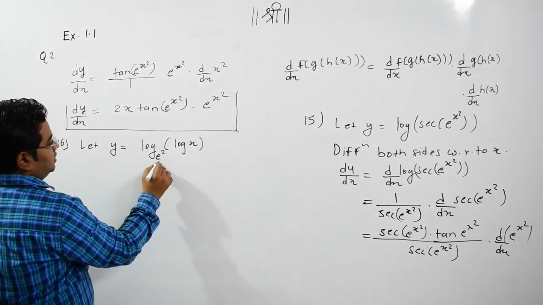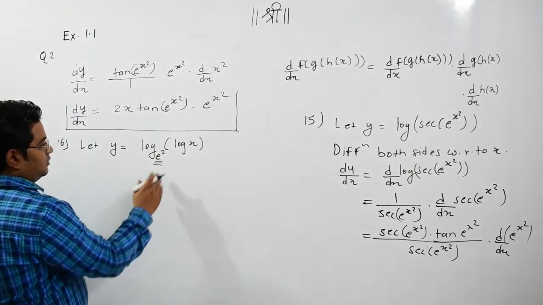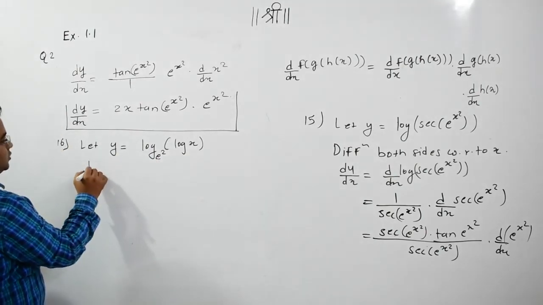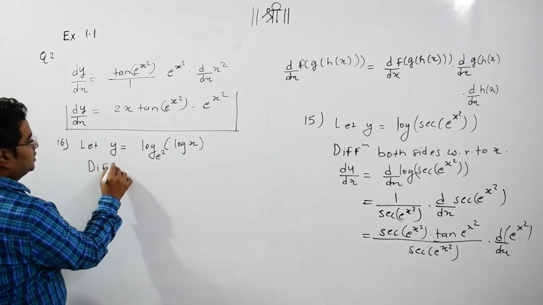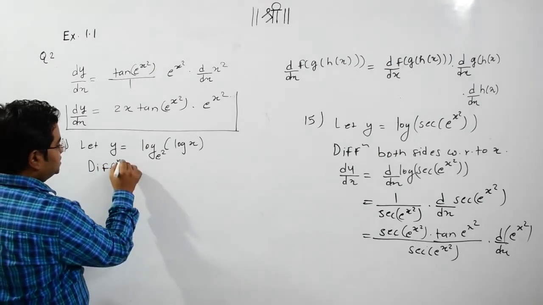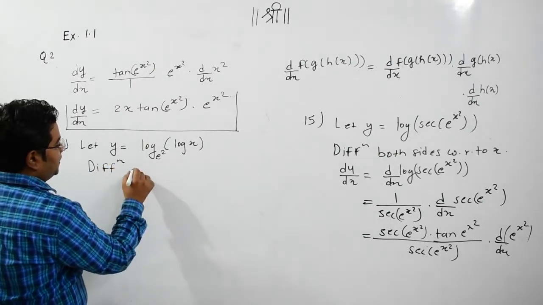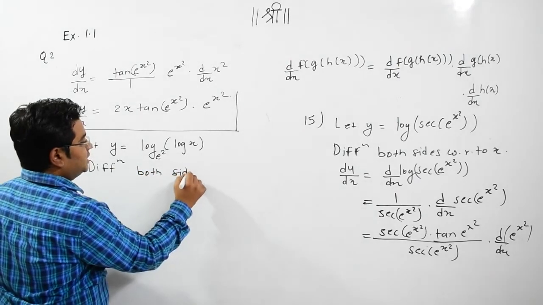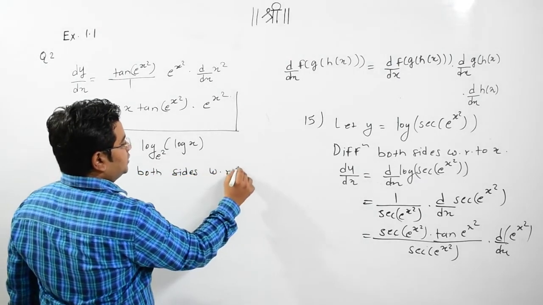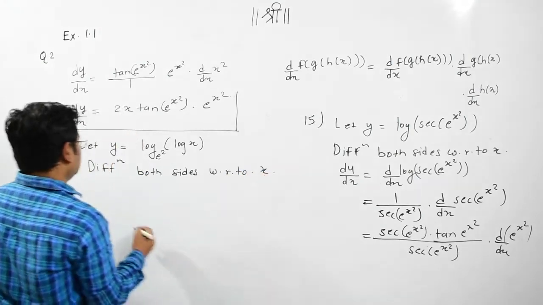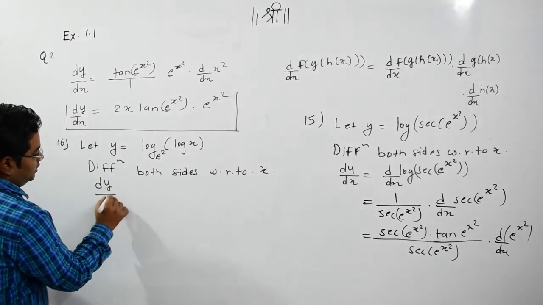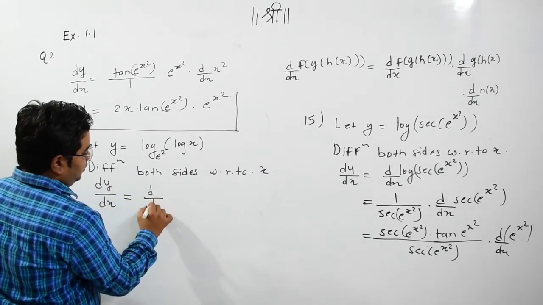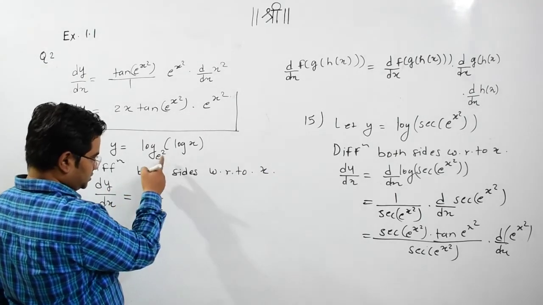Most of the students are afraid of this thing. What is this e² base? What do we need to do, sir? You don't need to be special regarding this. We simply need to use the mathematics of logarithms. So differentiating both sides with respect to x, what will you get? dy/dx is equal to d/dx of this.